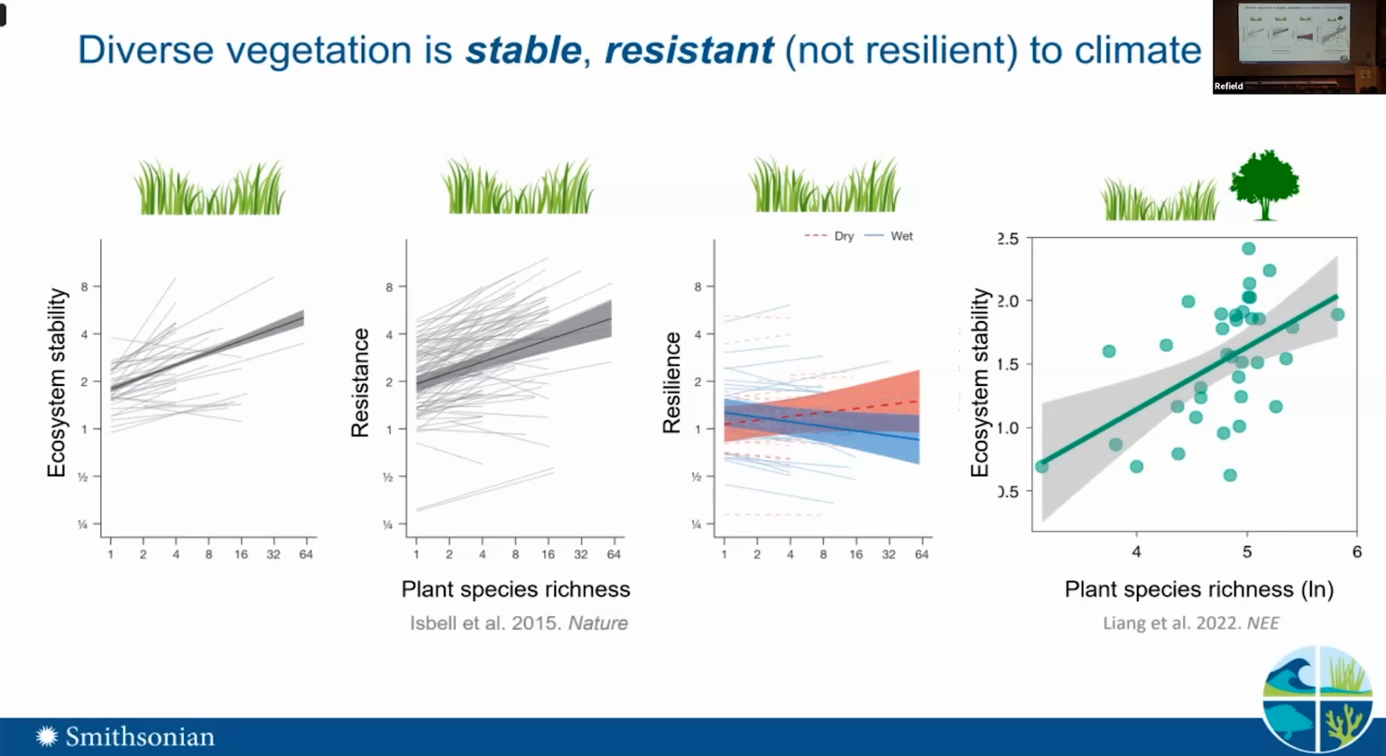Those are all experimental. The figure on the right looks at the same question in observational data across terrestrial plant communities all around the world. And you can see that ecosystem stability in this case, similarly, is higher in vegetation that is more diverse.